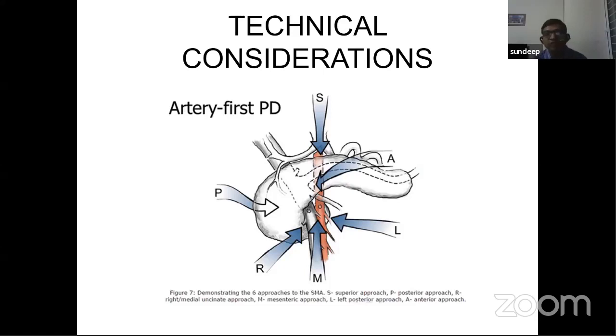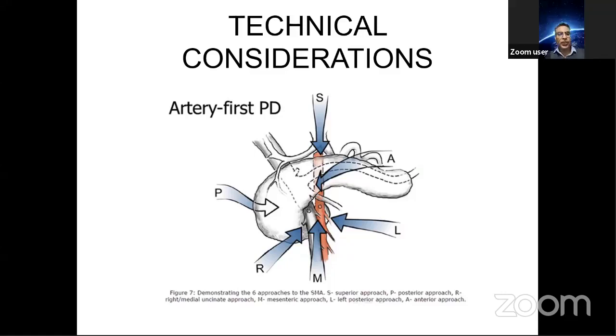The whole of the specimen is only attached to the portal vein SMV complex, and rest everything is in your hand. Then only is the time to apply the clamp. So it really does not matter whether you are doing an artery first or a standard way of resection.